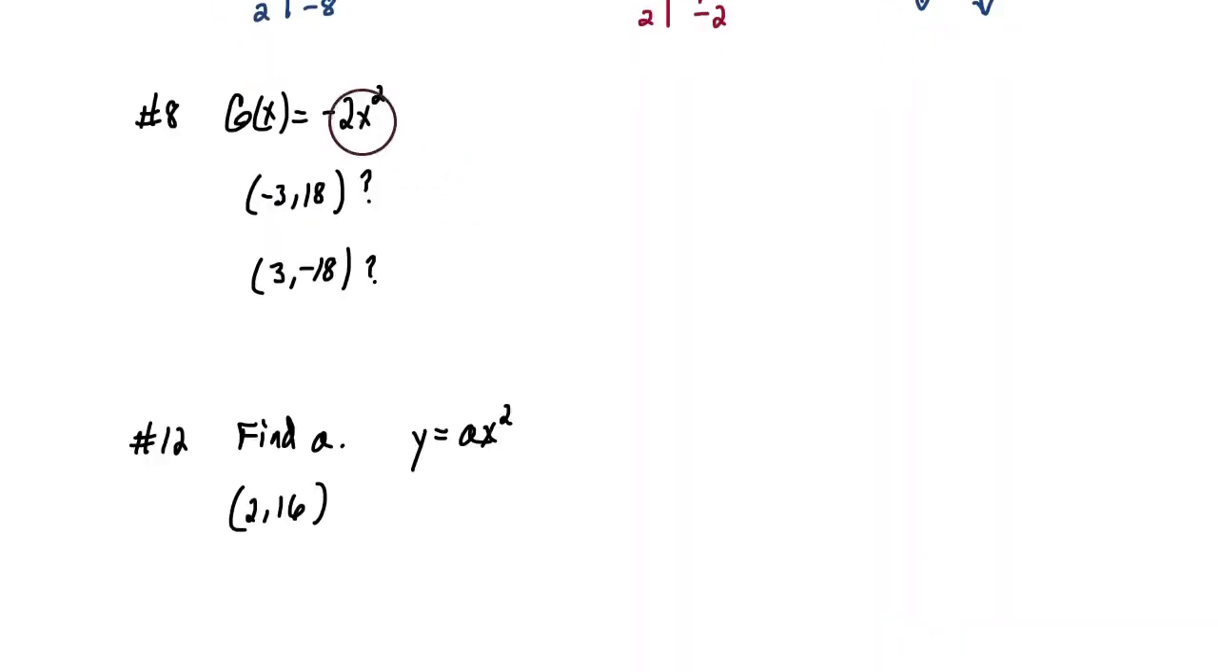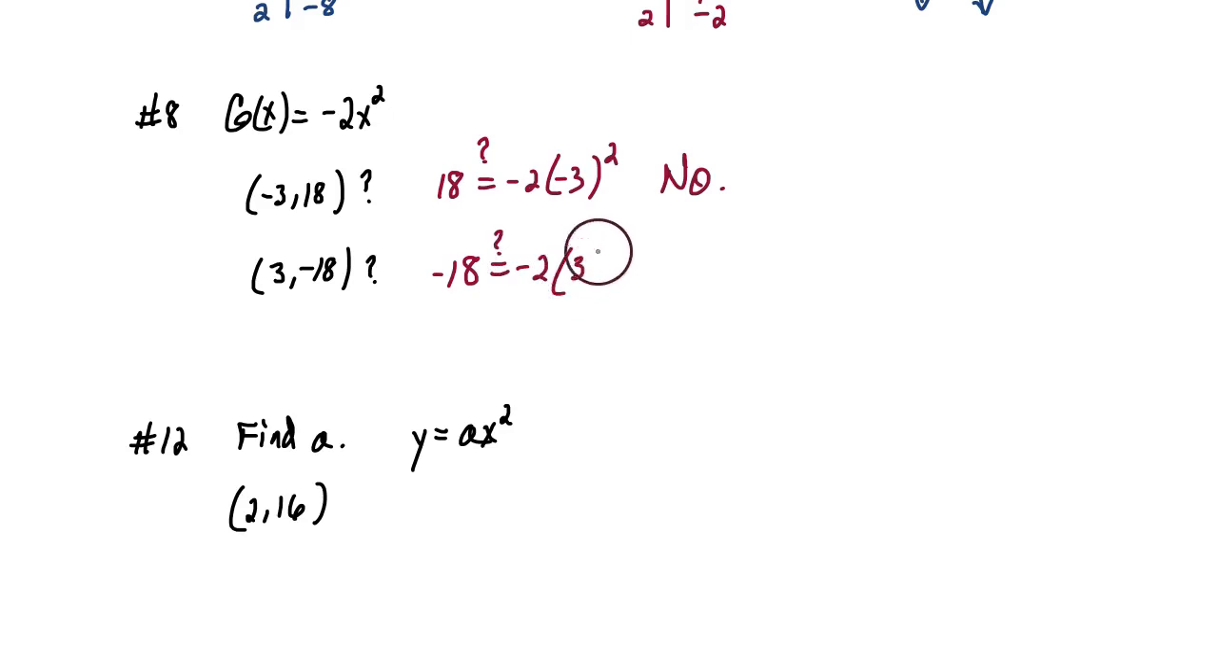Next, number 8, we're given an equation, and we're asked if either of these ordered pairs solve the equation. Let's substitute to find out. In place of g, fill in 18. And in place of x, fill in -3. Does the left side equal the right side? -3 squared makes 9, and -2 times 9 is -18, so this one is not a solution. Now let's fill in -18 for g when we fill in +3 for x. 3 squared makes 9, and -2 times 9 is -18. This one is a solution.